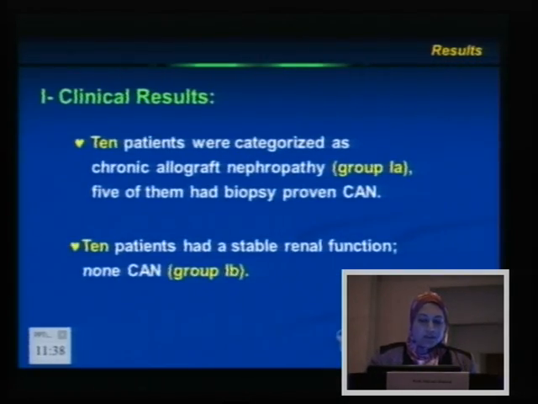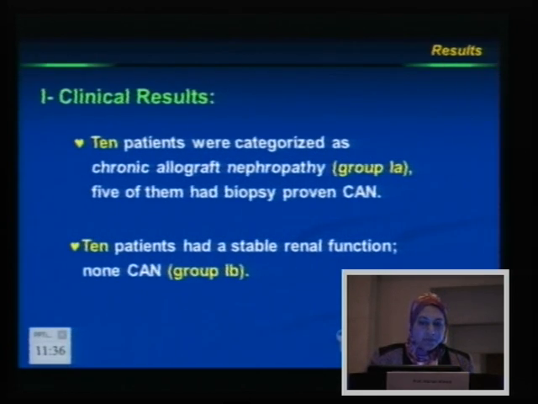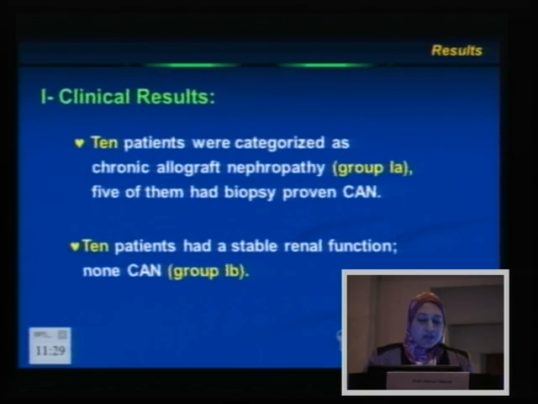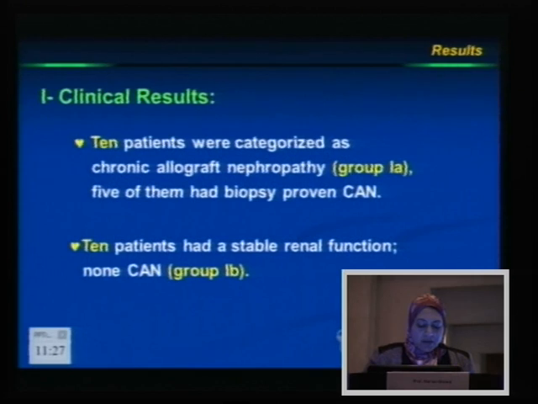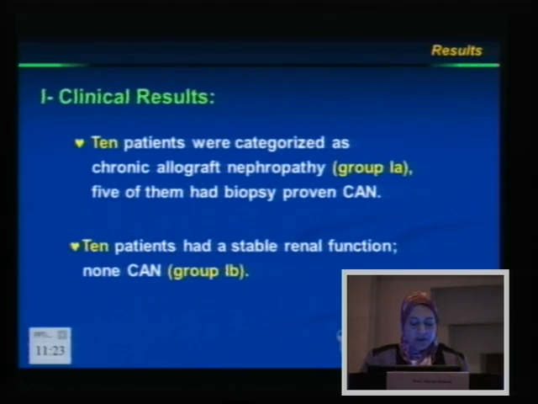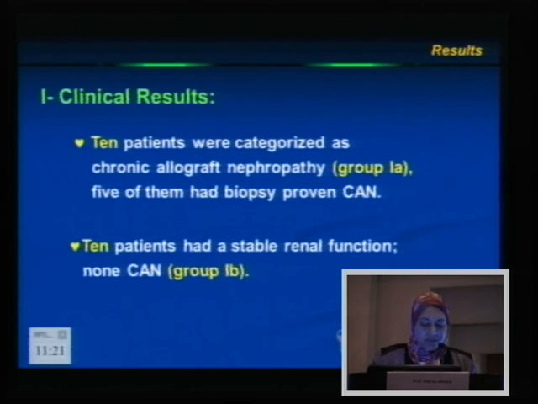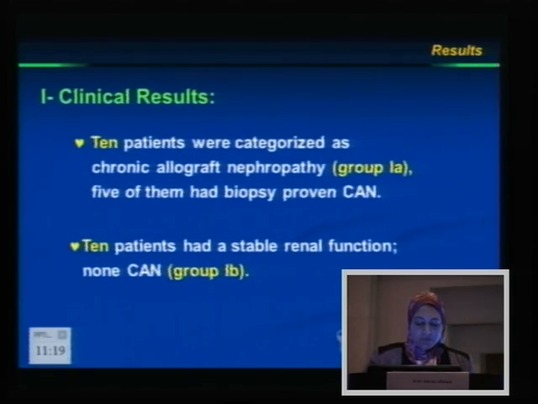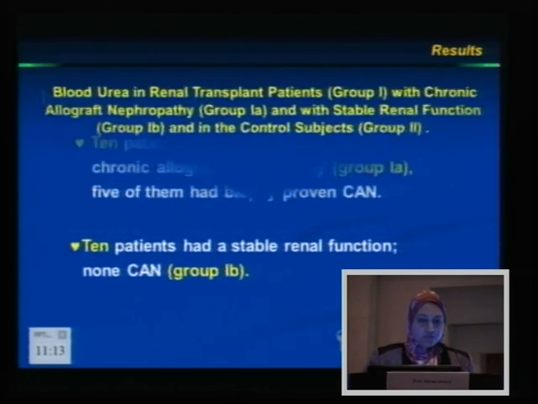10 patients were categorized as chronic allograft nephropathy, group 1A. 5 of them had biopsy-proven CAN. 10 patients had stable renal function, non-CAN group 1B. In the present study, 4 patients suffered from attacks of acute rejection episodes, and 5 patients had active CMV disease accompanied with acute rejection episodes. Most of them showed partial response to treatment and proceeded to CAN with deterioration of renal function.